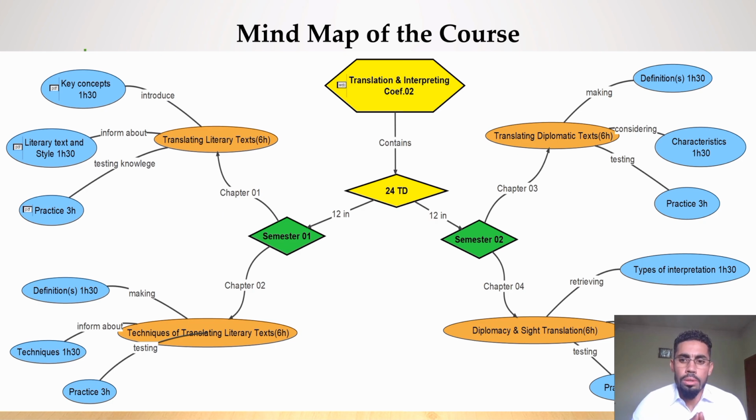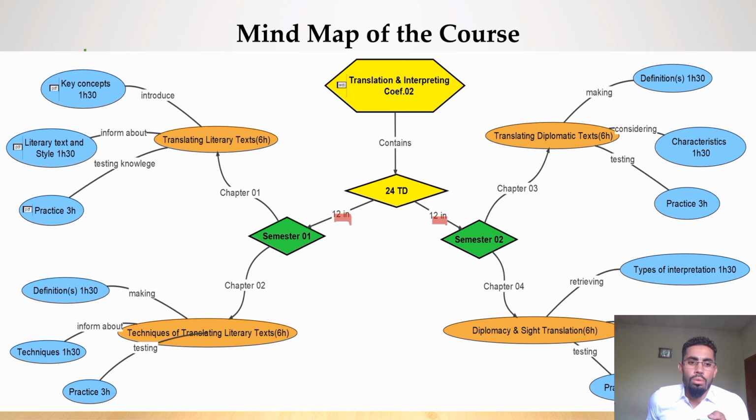The course basically is translation and interpreting, as we know, and it contains 24 sessions, TD. It means 24 sessions: 12 sessions in the first semester, and 12 in the second semester. Let's say in each chapter we have 6 sessions. First chapter, translating literary texts, we have 6 sessions.